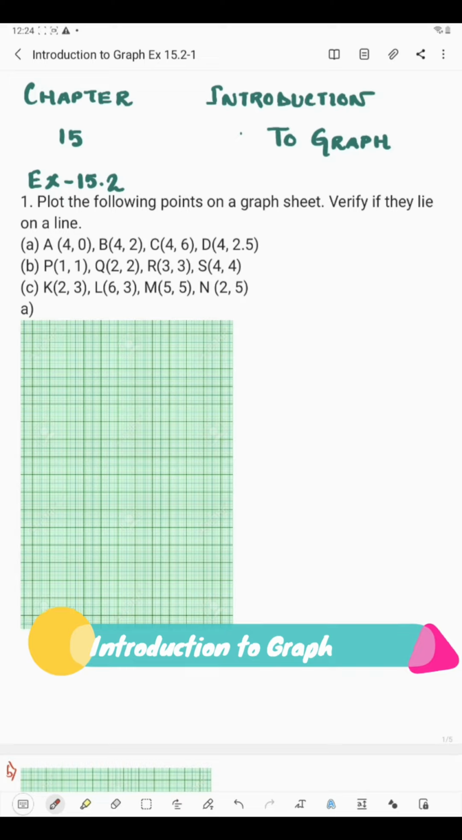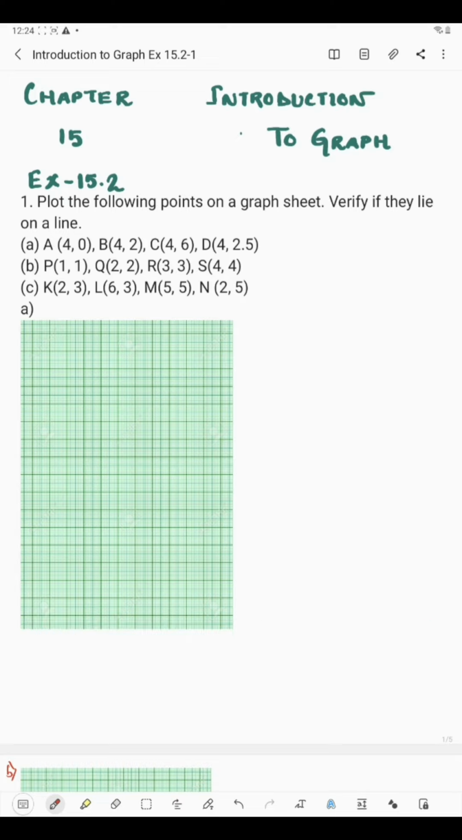Students, today I am going to start question number 1 of exercise 15.2. Question number 1 says: plot the following points on a graph sheet. Verify if they lie on a line. We will have to verify whether all the points lie on a line or not.